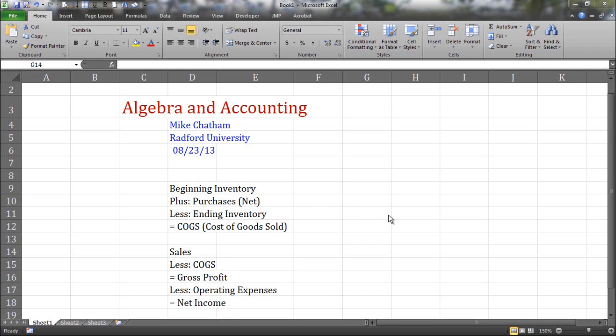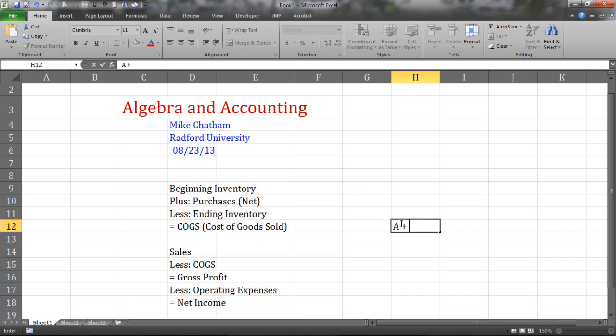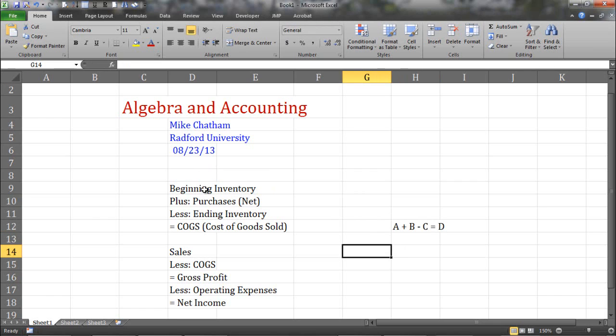But anyway, we've got the classic A plus B minus C equals D situation here, where beginning inventory is A, purchases is B, ending inventory becomes the C variable, and cost of goods sold is D. Let's put some pretend amounts in here, and then I'll actually do some Excel to allow you to do a shortcut, but just for now, worry about the variables and what happens with the mathematics.